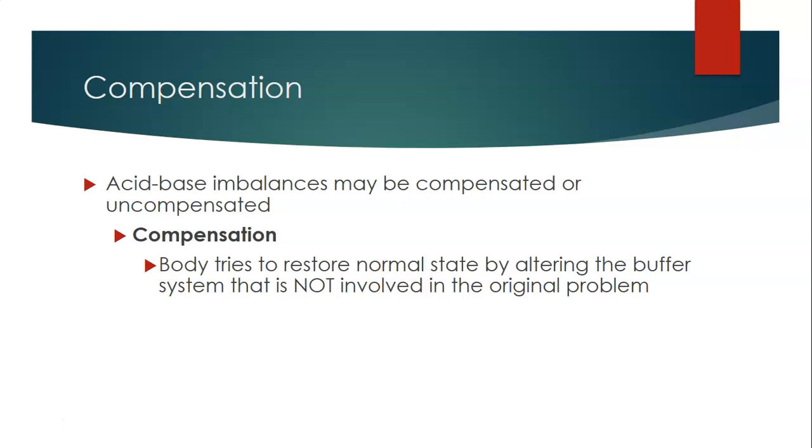Compensation is also something I wanted you to be aware of. Really, I just want you to know that compensation does happen. Acid-base imbalances may be either compensated or uncompensated. In a compensated acid-base imbalance, so we might say something like a compensated metabolic acidosis, the body is trying to restore a normal state by altering the buffer system that is not involved in the original problem. So the body is trying to pull all of its resources in to compensate. That's all I really need you to know about compensation, just that the body works very, very hard to get acid-base balance back to normal.